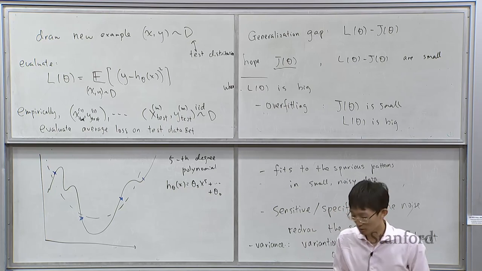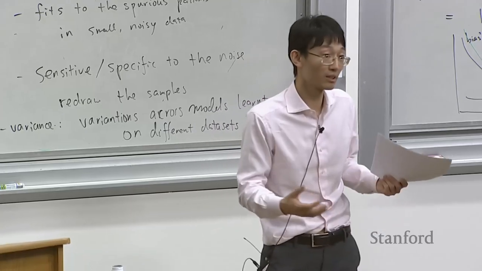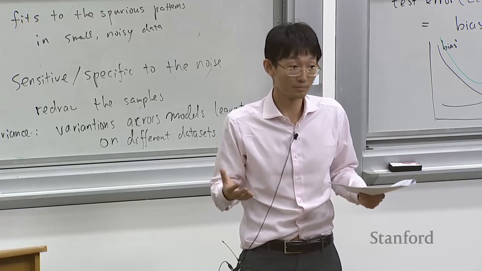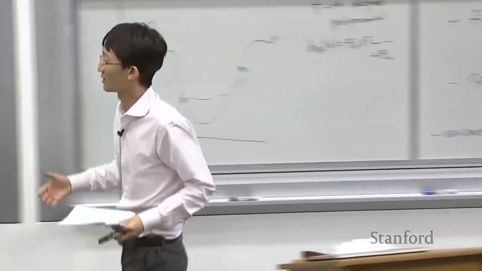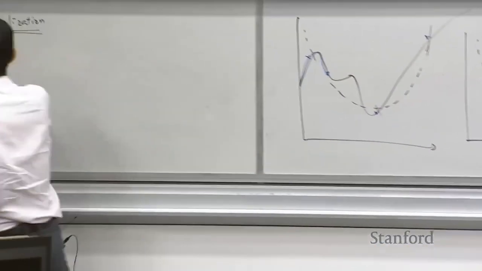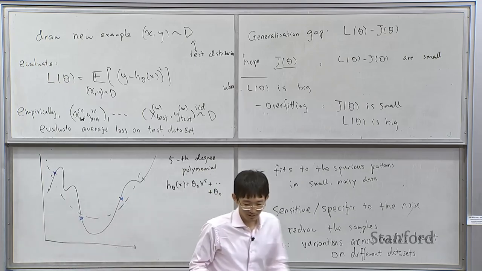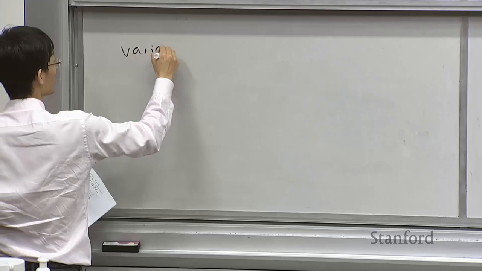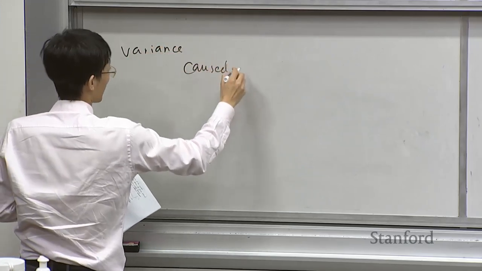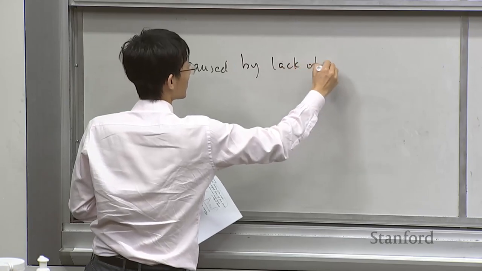And now talking about data, one of the characteristics of variance is that variance is something that can be reduced if you have more data. In some sense, the variance is caused by lack of data, and it can be mitigated if you have more data. So let me continue here. Okay, so the variance, you can say, is caused, at least partially, at least one cause is that this is caused by lack of data.